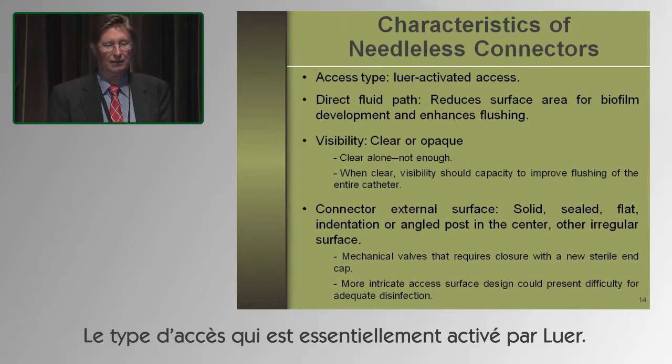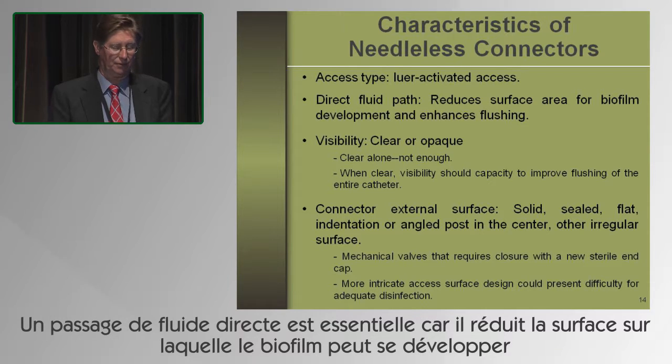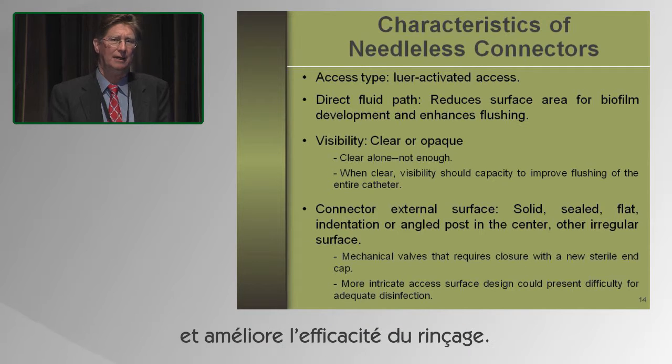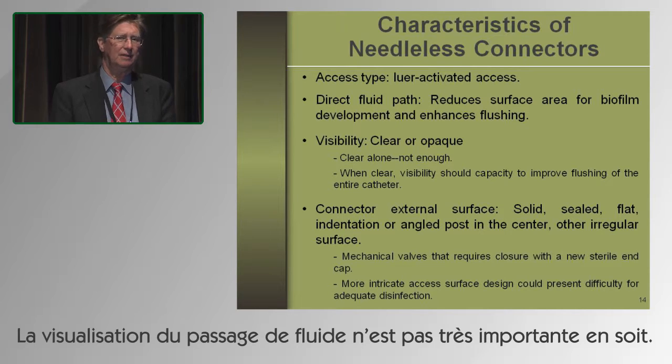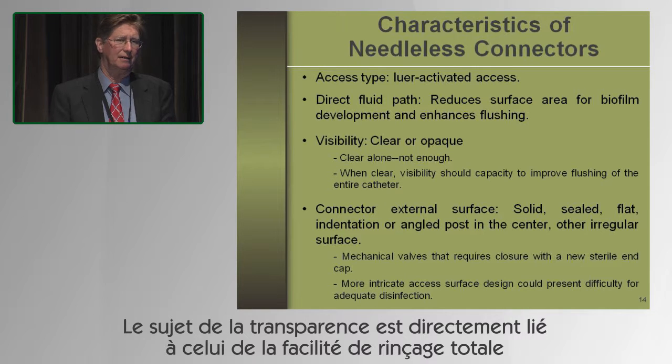Access type is primarily now luer-activated access. A direct fluid path is critical because it reduces the surface area where biofilm can develop, and it enhances the likelihood that flushing is done correctly. Visibility in itself is really not that important. The visibility, whether it's opaque or clear, is directly related to the ease of complete flushing.